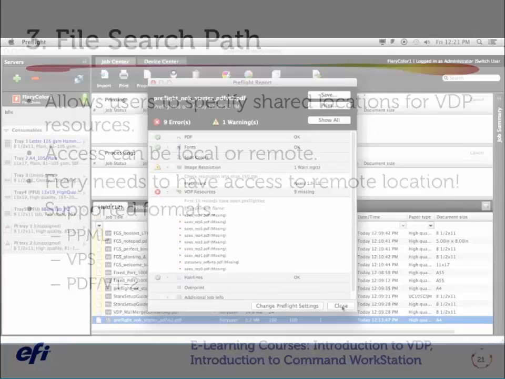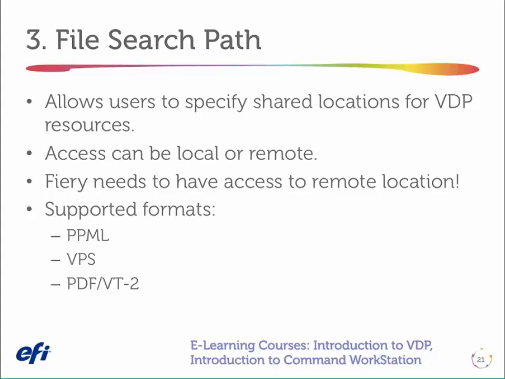So how do we fix this? Continuing our overview, we are at the third VDP feature on the Fiery, File Search Path. Our previous example showed VDP Preflight failed because external resources were missing. File Search Path allows operators to specify locations where external VDP resources can be found. The benefit here is that external resources can be found on a job-by-job basis, so that the Fiery can find the required resources faster and thereby process the document faster.